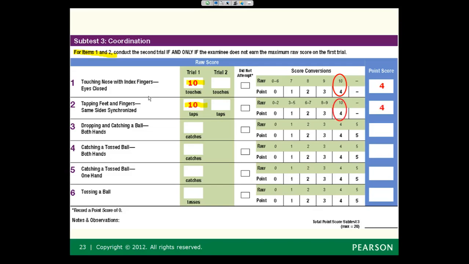Again, she was able to tap feet and fingers on the same side synchronized 10 times, so we don't administer trial 2 either. In terms of dropping and catching a ball with both hands, she was able to do that 3 times. She was able to catch a toss ball with both hands only once. Catch a ball with one hand, she was not able to do that at all. And she was able to toss a ball 4 times for a score of 16 out of a possible 28.